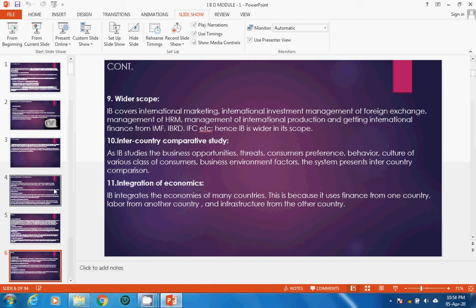Integration of economies. International business integrates the economies of many countries. This is because it uses finance from one country, labor from another country, and infrastructure from another country. So therefore, an integration of the economies of the world is possible because of international business.